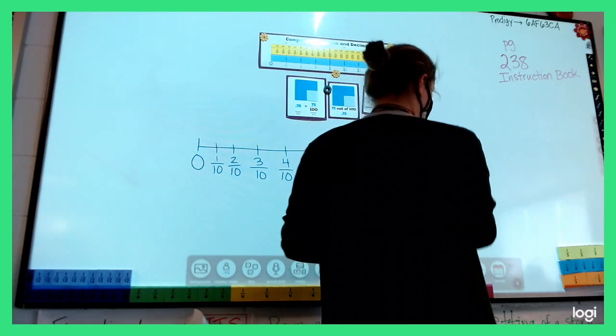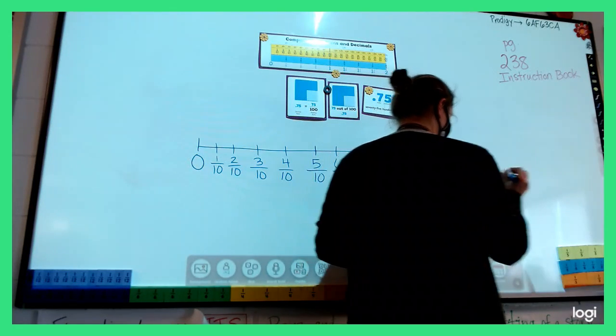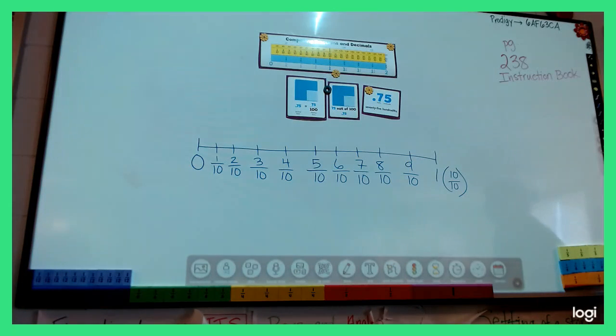And I know that one whole thing is the same as 10/10, right? We know that. I will give you a minute to get that finished. About 10 more seconds, we should all be ready. Most things we're doing today revolve around the numbers 10 or 100.